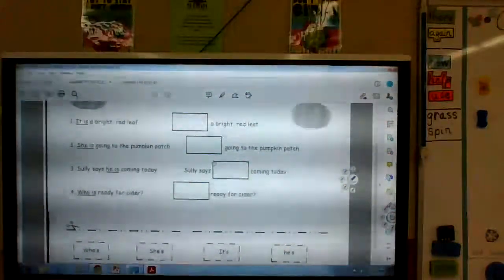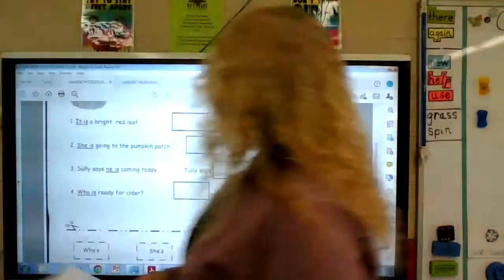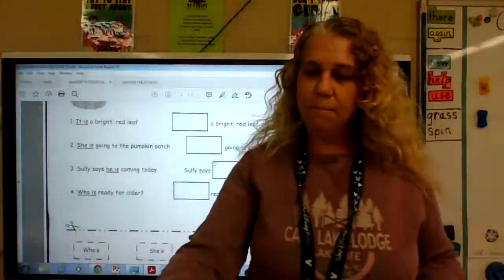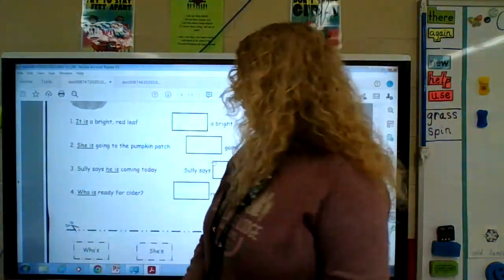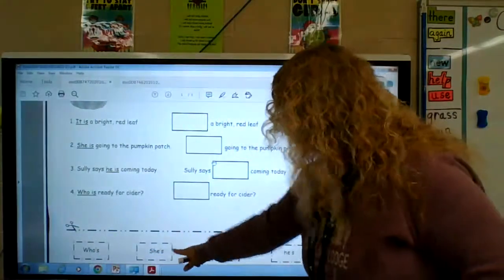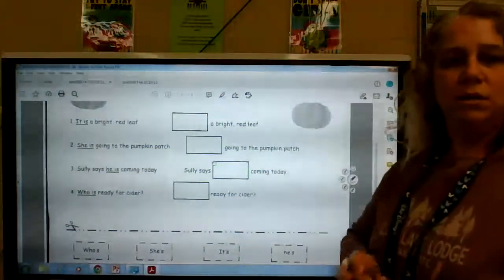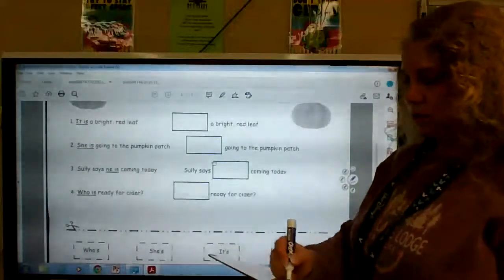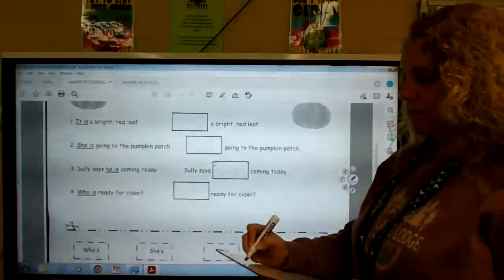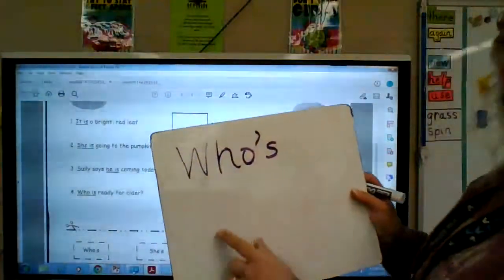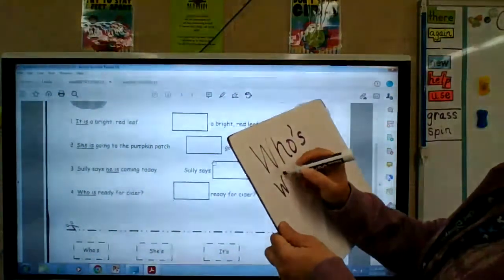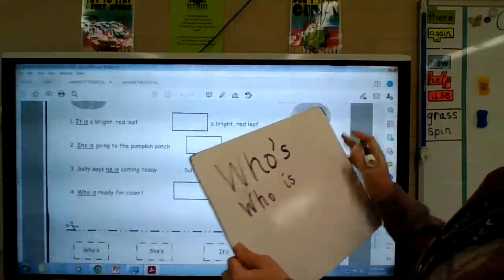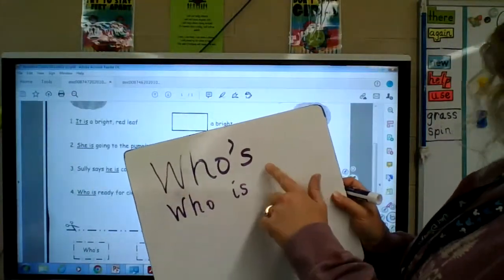So we're actually not doing the plural nouns in this. Remember, we've also talked about when we make contractions with is. So if we look down here, that is where our contractions are. So we have whose, and that means who is. So it's made up of these two words, who is, whose.